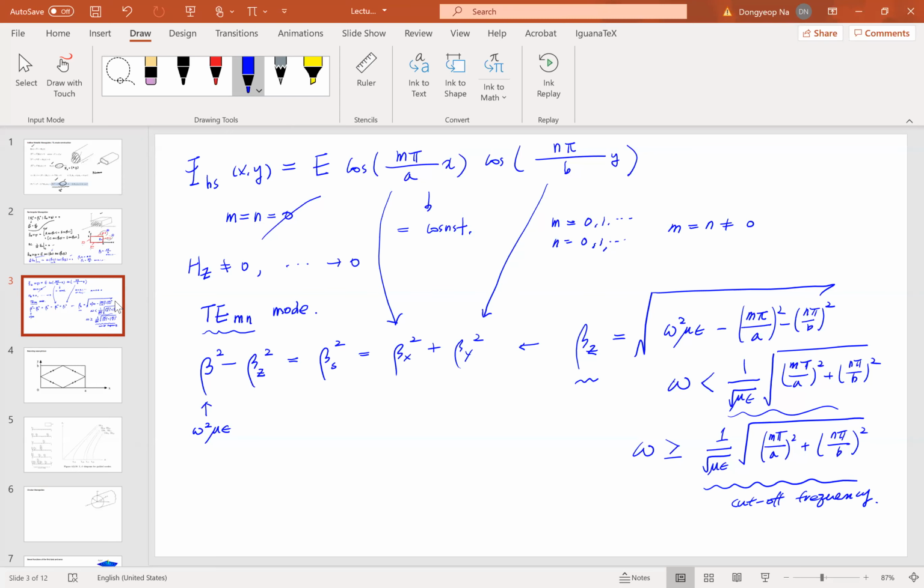So any other questions so far? Would it be possible to use the waveguide as a filter then, by using this effect? I mean, oscillating some field below the cutoff frequency.